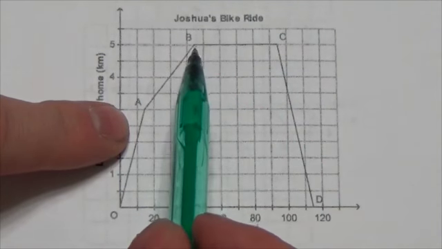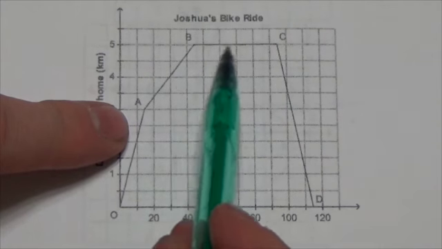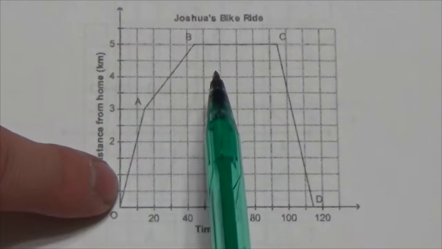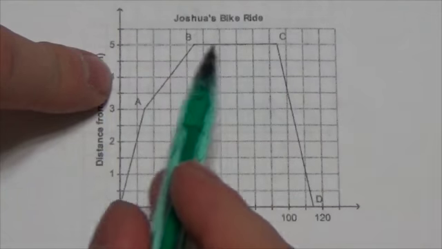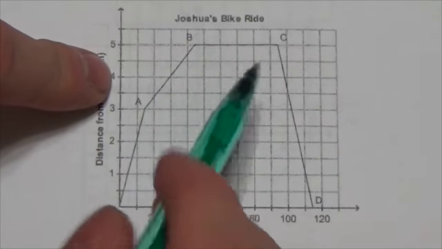Now look what's going on between B and C. Notice that time continues to move forward, but the distance doesn't change. The distance stays a constant 5 kilometers. This is the part that represents him staying at the park. He's not getting any further from home. He's hanging out basically in that one little area.